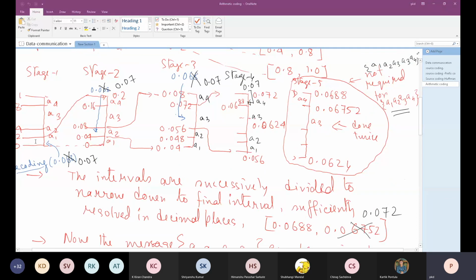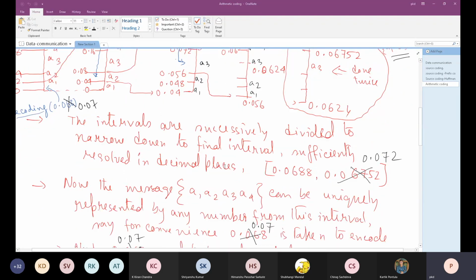In stage 1, 0.07 is here, so that means the first symbol is A1. Stage 2, 0.07 is in the interval of A2, so the second symbol is A2. The third symbol is A3 because 0.07 is falling in this interval. And the fourth symbol is A4 since 0.07 falls in this interval.